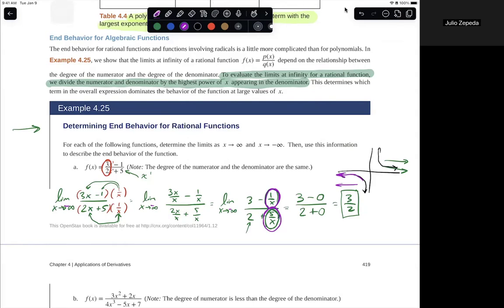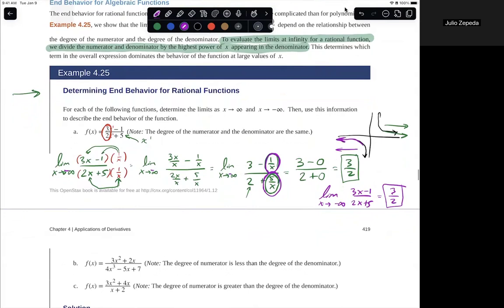So here we'll write it just to be complete. The limit as x approaches negative infinity of this function, 3x minus 1 over 2x plus 5, is equal to 3 halves. All right, the work would be the same.